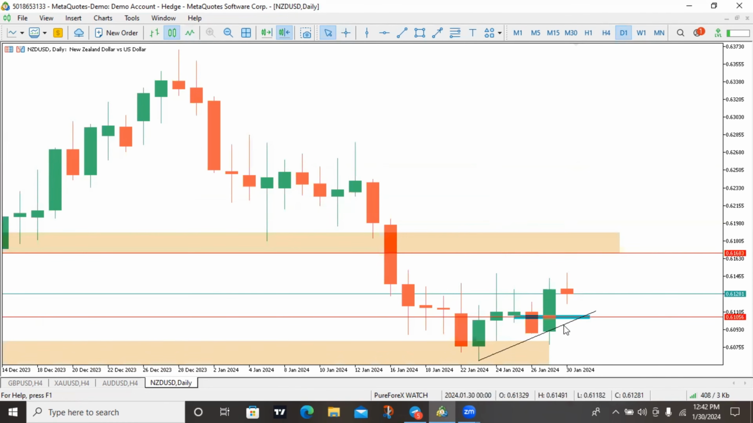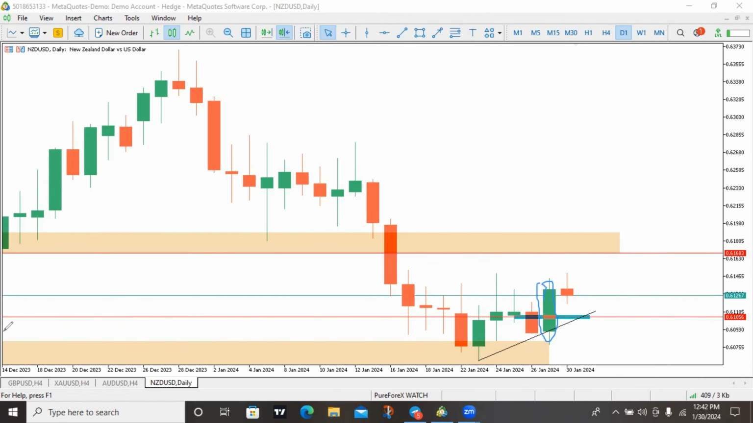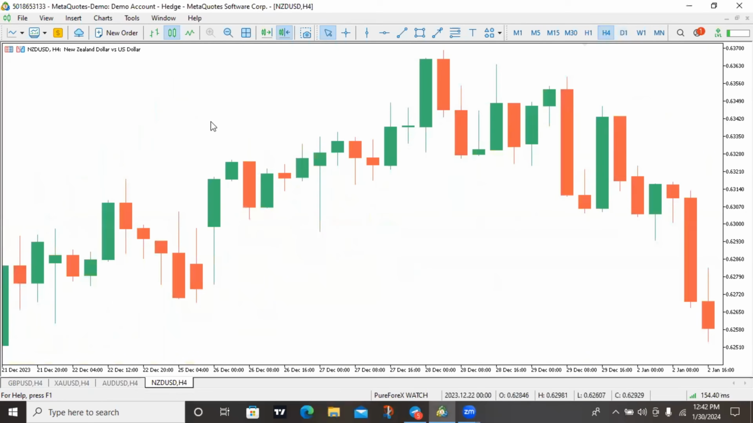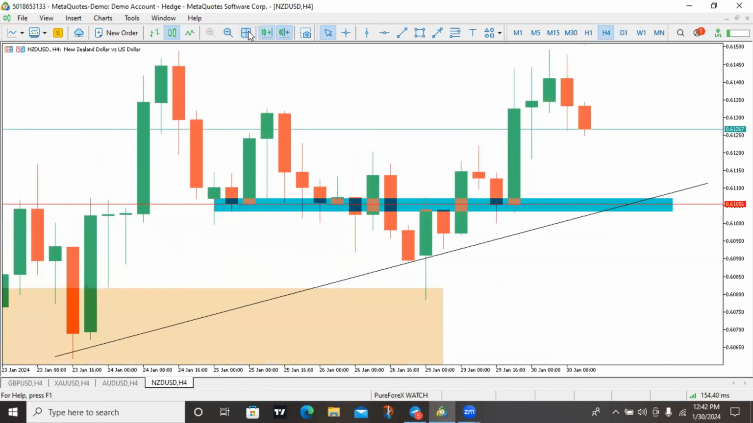So I'm seeing a bullish engulfing as confirmation, right? Let me mark it. This is a bullish engulfing as confirmation. So when this happens, this is our confirmation, right? Bullish engulfing. So this is the only reason that is going to give us more confidence for us to buy NZD USD. All right. So let's go back to the H4 time frame where we found our setup.